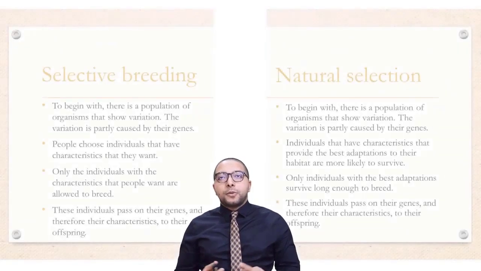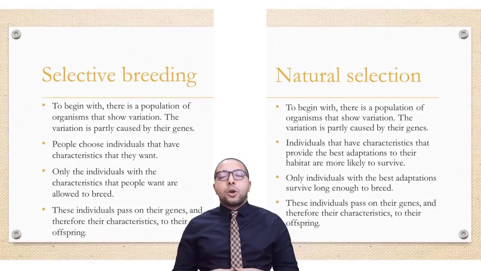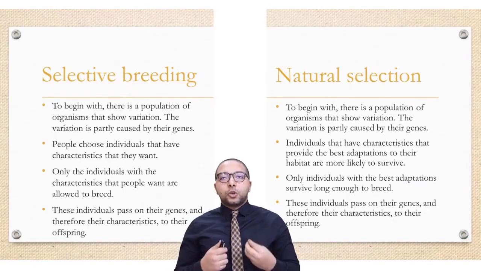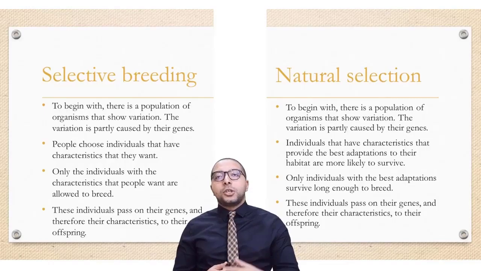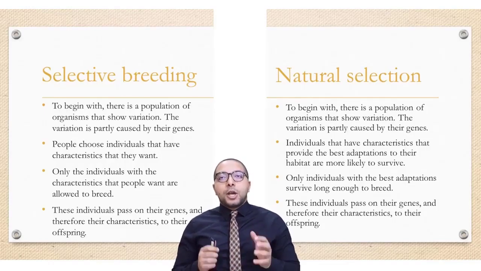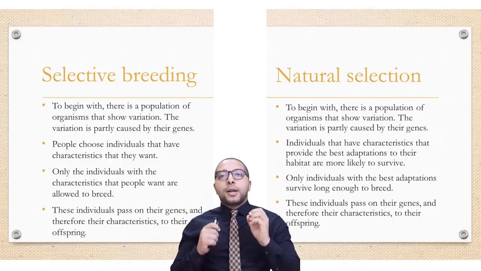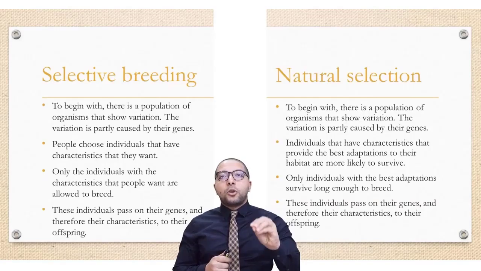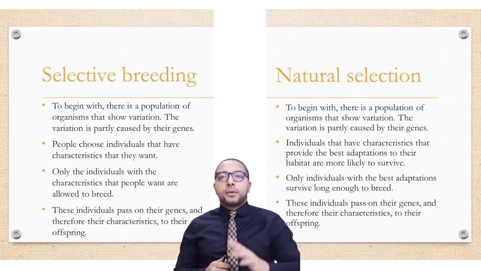Right now we're going to make a small comparison between selective breeding and natural selection. For both of them we have a population of organisms that show variation, and the variation is based on the genes. Then for selective breeding, humans are the ones who decide which organism is going to breed in order to pass this characteristic to the offspring.